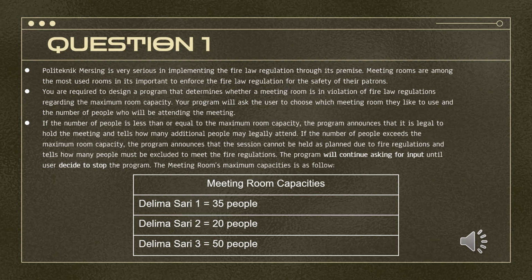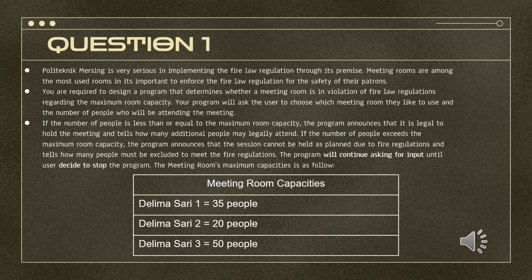Your program will ask the user to choose which meeting room they would like to use and the number of people who will be attending the meeting. If the number of people is less than or equal to the maximum room capacity, the program announces that it is legal to hold the meeting and tells how many additional people may legally attend. If the number of people exceeds the maximum room capacity, the program announces that the session cannot be held as planned due to fire regulations and tells how many people must be excluded to meet the fire regulation. The program will continue asking for input until the user decides to stop the program.